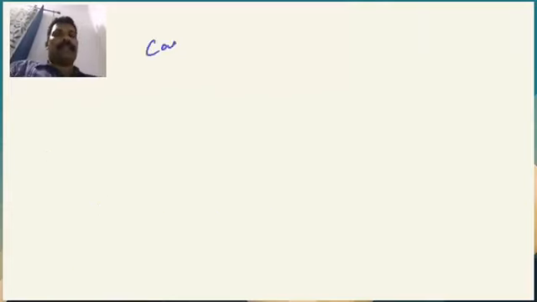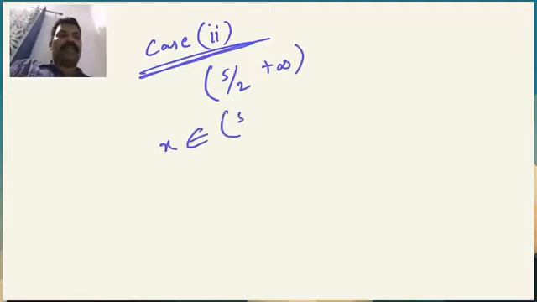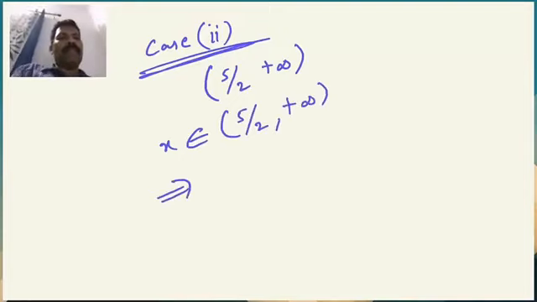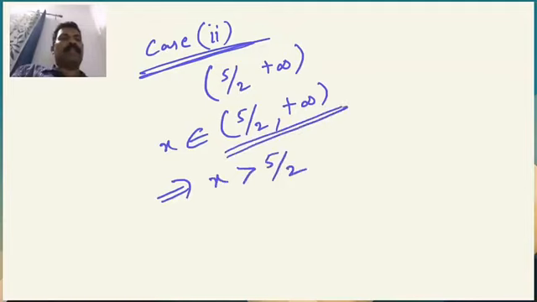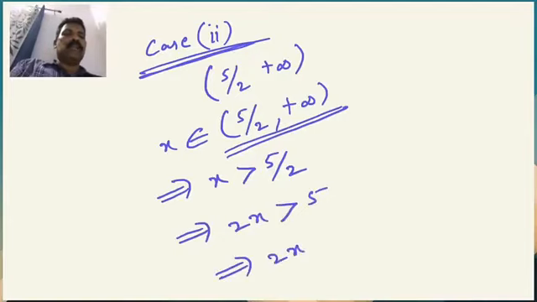And now as case second, that is 5 by 2 to plus infinity. Let x belong to this interval, 5 by 2 to plus infinity. The ordinary meaning is x will be greater than 5 by 2 this time. For any x value in this interval, x will be greater than 5 by 2. So which implies 2x must be greater than 5.